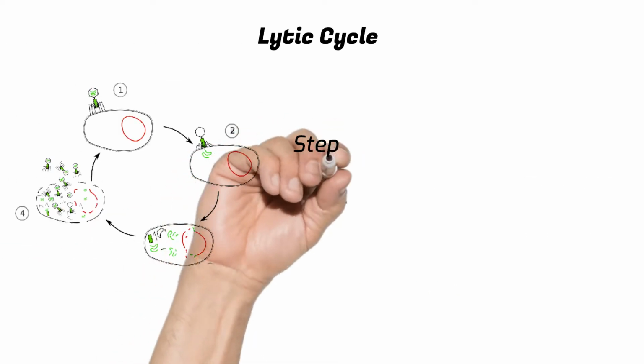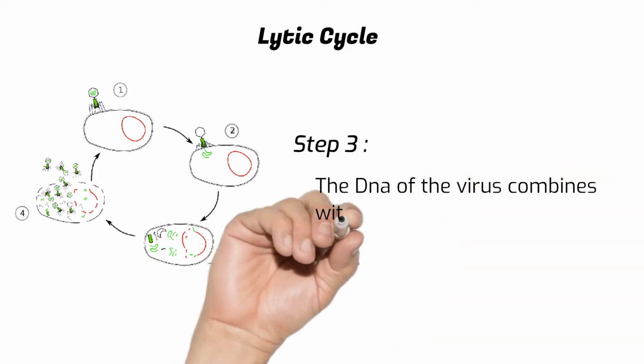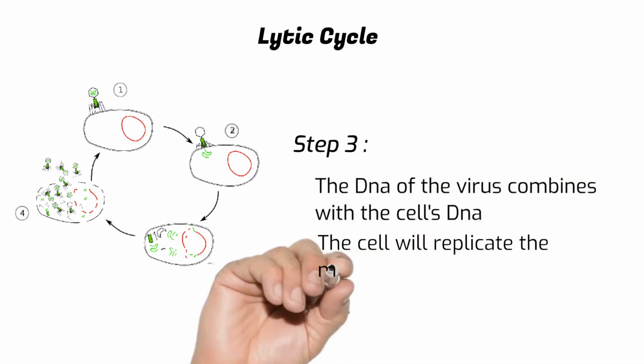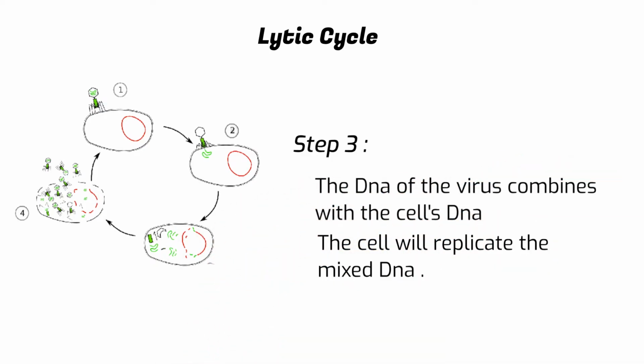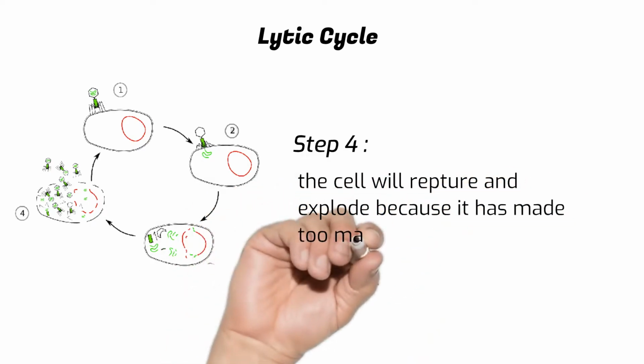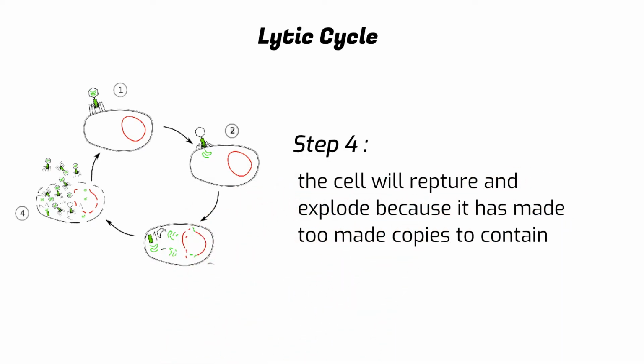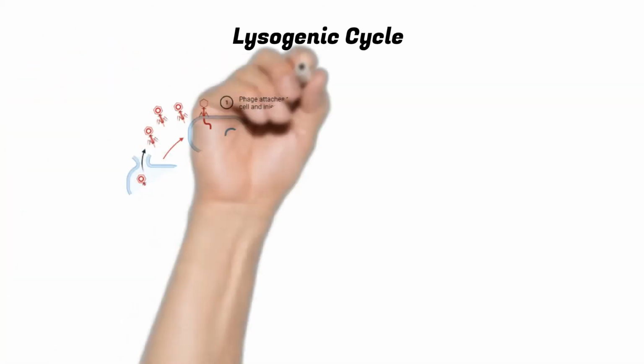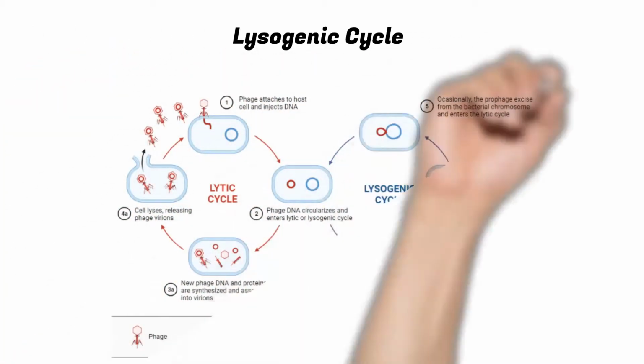The cell will replicate the mixed DNA using its resources, thinking that it is his. This will not only use the cell's resources but also will make it weak. After making many copies of its DNA, the cell will rupture and explode because of the amount of DNA it can't contain within. And now coming to lysogenic cycle, this is the whole process.